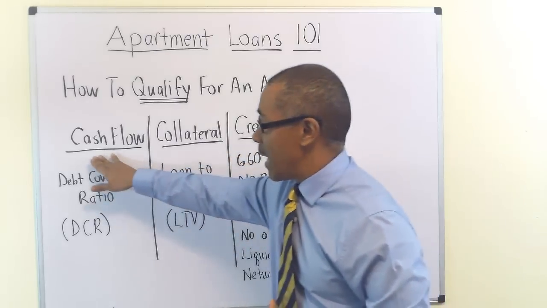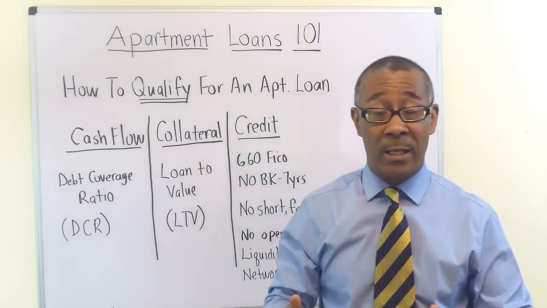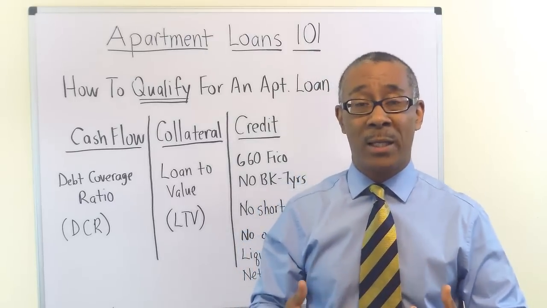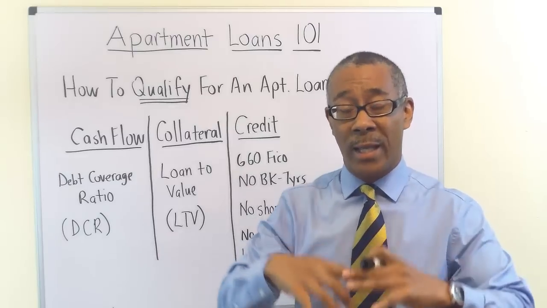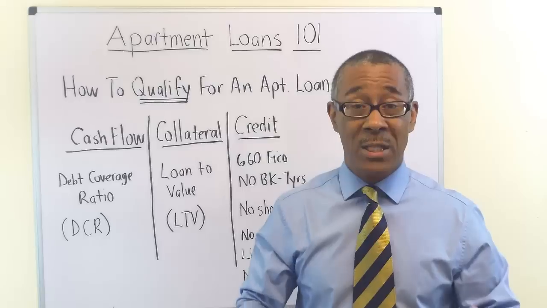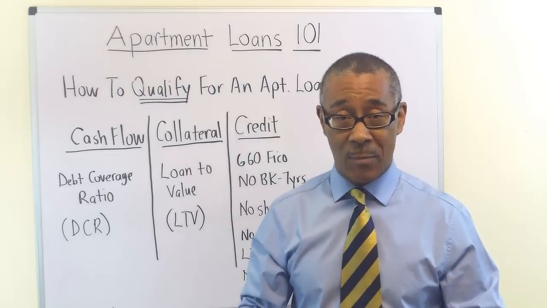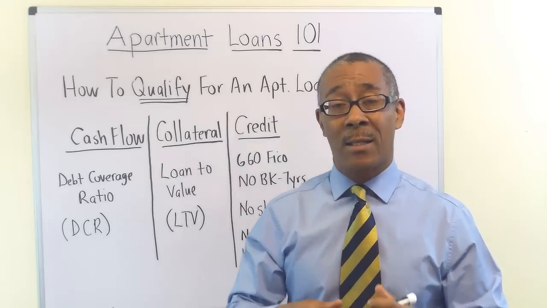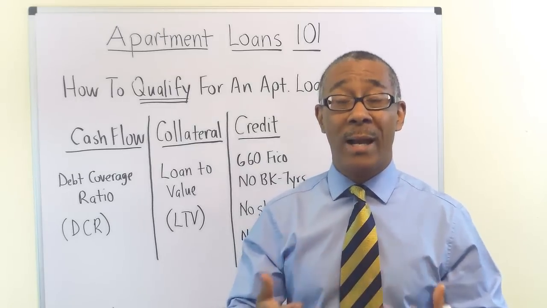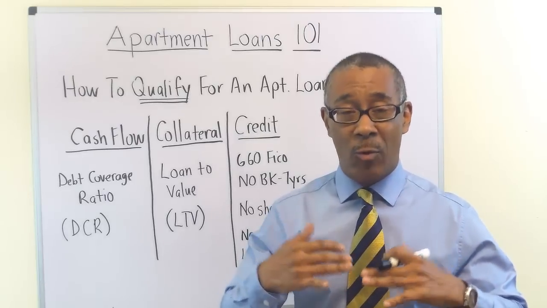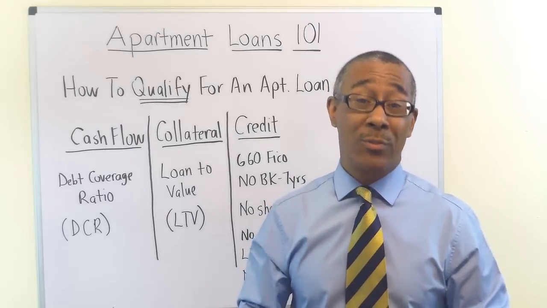Number 1 is cash flow. This is the very first thing that the lenders will look at. The lenders will look at the property's ability to bring in the cash flow to pay all the bills, pay the mortgage, and have something left at the end of the day. Another way of saying this is the bank will look at the property's annual net operating income and its ability to cover the annual mortgage by 1.2 times.